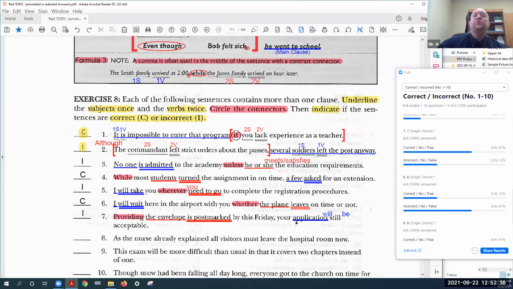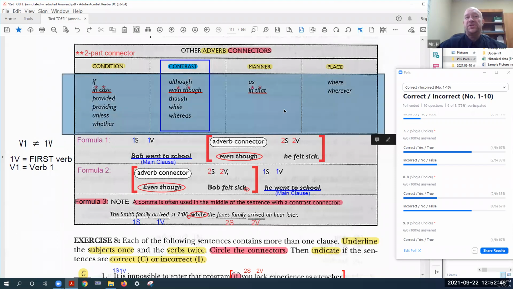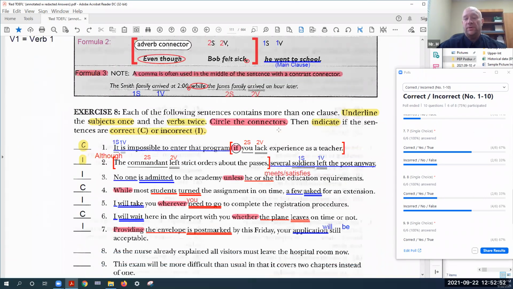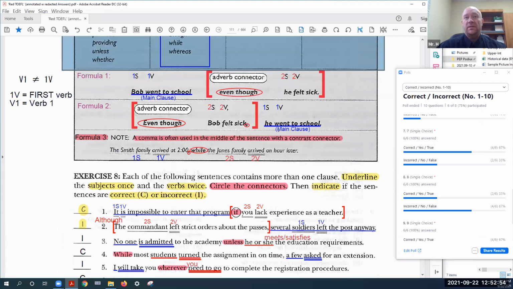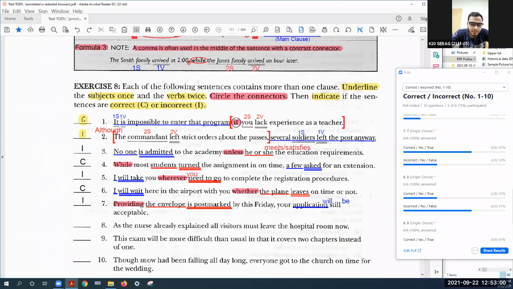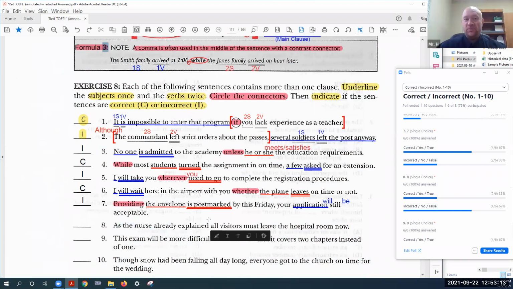What about the connector? You don't see any connectors up here? You don't see any of these connectors in this example? Anybody? Does anybody see a connector? Yes, as. Ah, as. So where is the main clause? Is this the main clause? No, this is the second clause. Ah, that's the adverb clause. Where's the main clause?